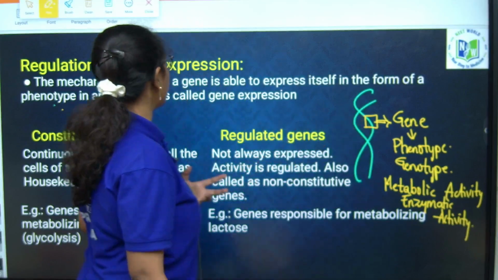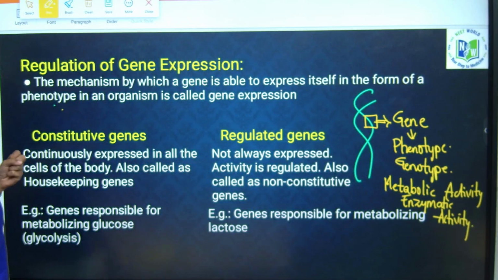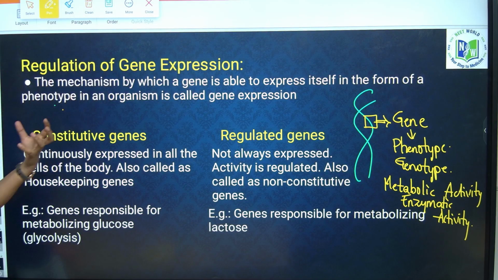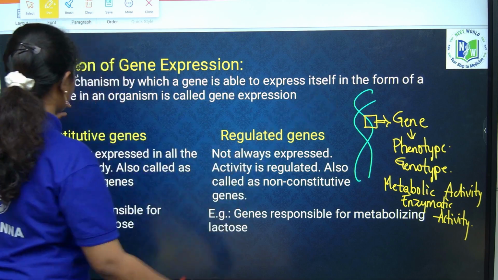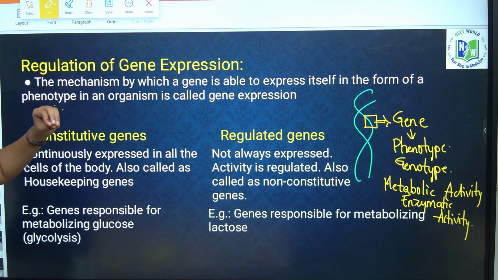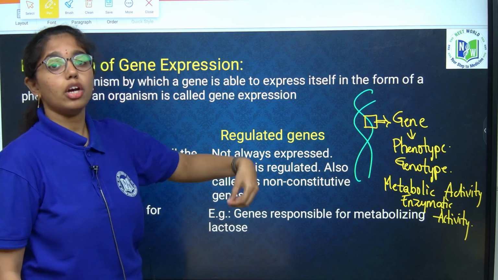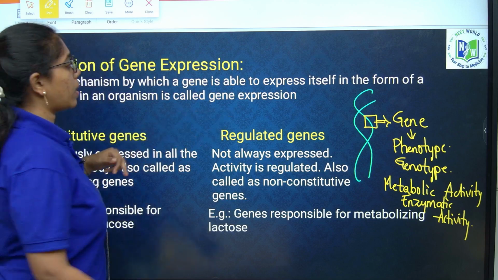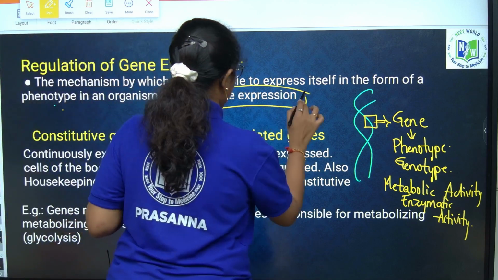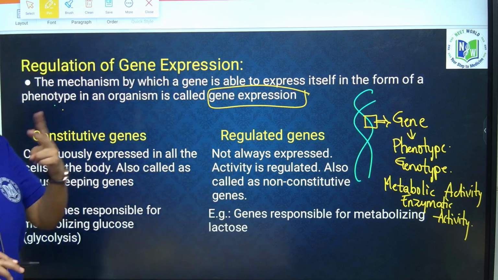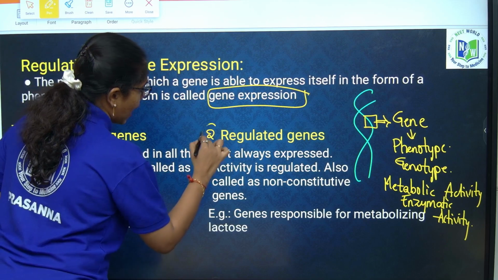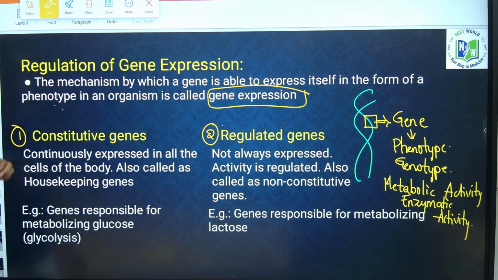So the simple definition of gene expression is the mechanism by which a gene is able to express itself in the form of a phenotype, genotype, or to conduct any metabolic activity or enzymatic activity in an organism. Then it is called what, ma'am? Gene expression. As such, we have two types of genes. What are they? Constitutive genes and regulated genes.